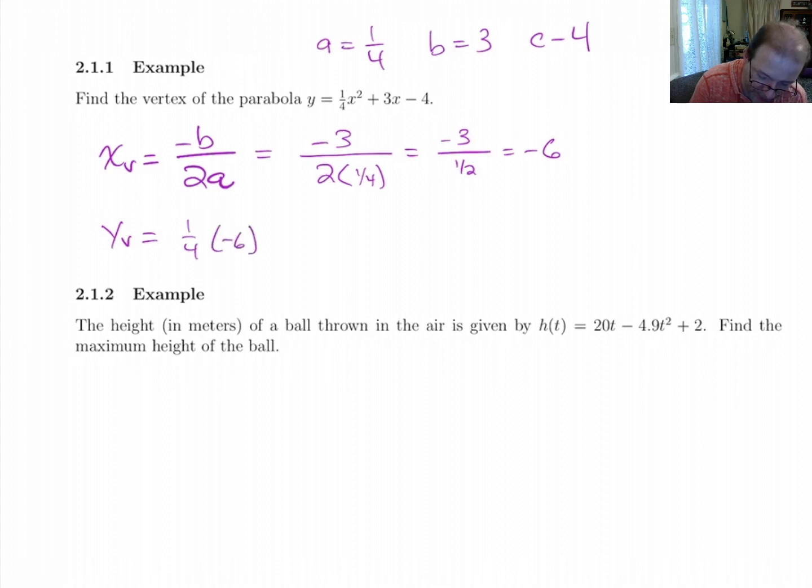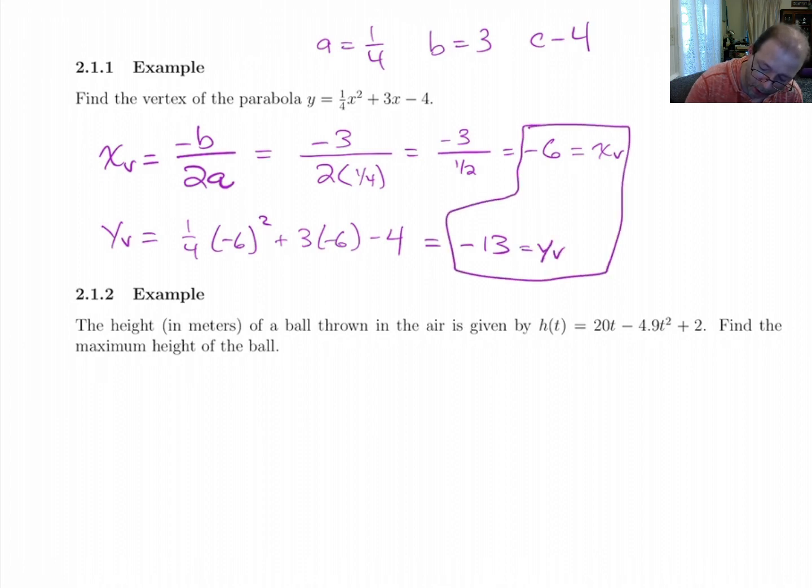1/4 times negative 6 squared plus 3 times negative 6 minus 4. Now 6 squared is 36. I'm just going to put this in my calculator. 1/4 times 36 is 9, minus 6 times 3 is 18, minus 4 gives me negative 13. So it's fine if you leave your answer like this, or you could write it as an ordered pair. The vertex is negative 6, negative 13.